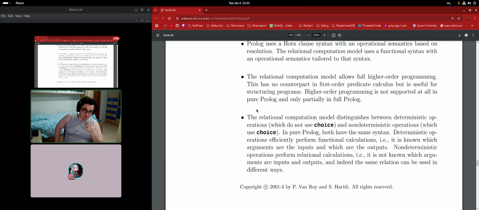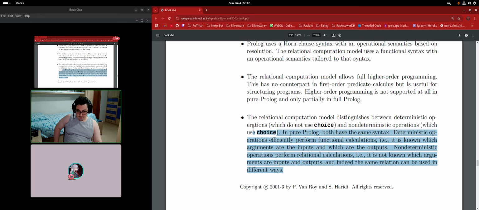The relational computation model distinguishes between deterministic operations, which do not use choice, and non-deterministic operations, which use choice. In pure Prolog, both have the same syntax. Deterministic operations efficiently perform functional calculations. It is known which arguments are the inputs and which are the outputs. Non-deterministic operations perform relational calculations. It is not known which arguments are inputs and outputs, and indeed the same relation can be used in different ways.